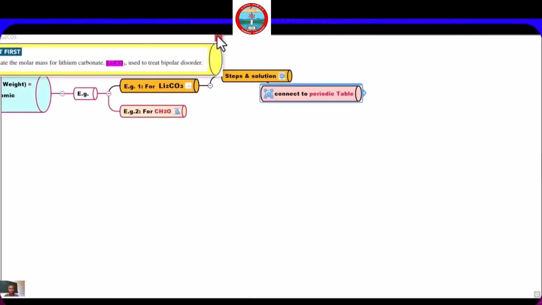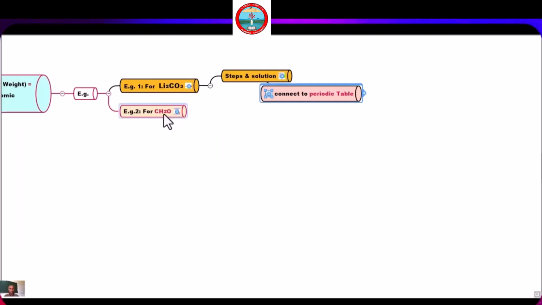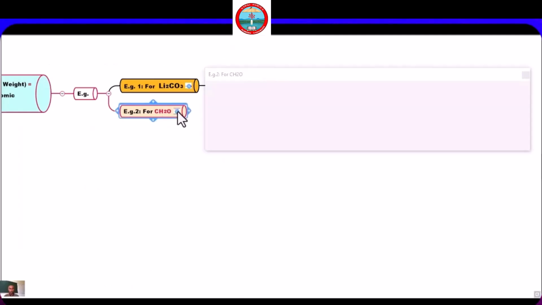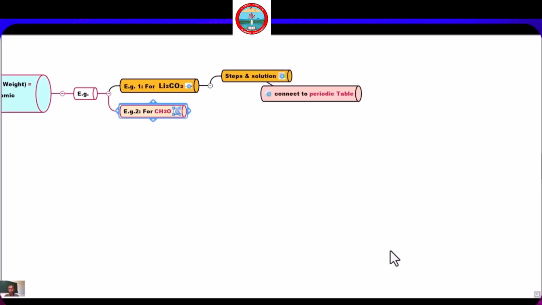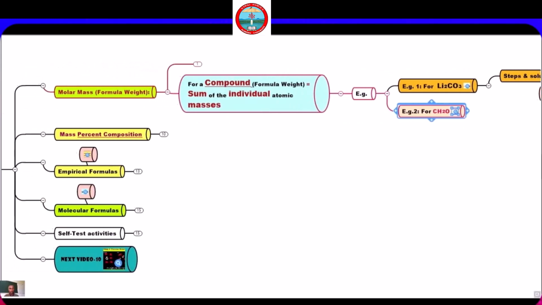Example 2 is to calculate the molar mass of methanol. In the methanol compound, we have carbon, hydrogen, and oxygen, and the number of atoms in methanol is 1 carbon, 4 hydrogen, and 1 oxygen, and the atomic weight for each element from the periodic table is this one. When you multiply the atomic weight by its number of atoms, the total molar mass for each element becomes this. Finally, when you add up these masses of the elements, the formula weight becomes 30.03 atomic mass units. This is the way of calculating the molar mass for an element and for a compound.